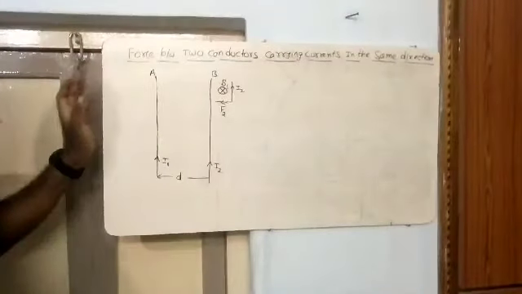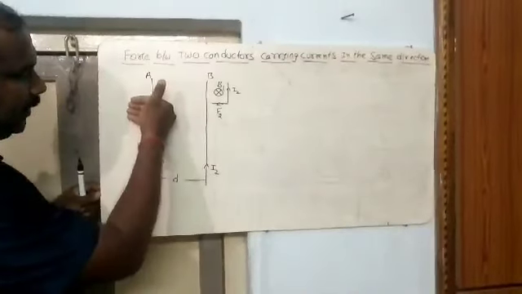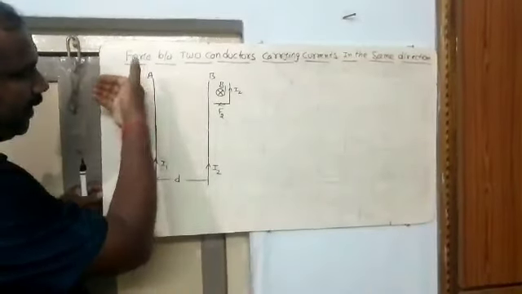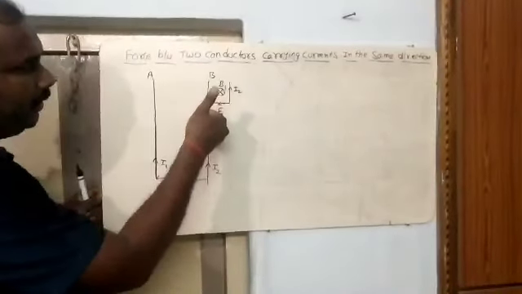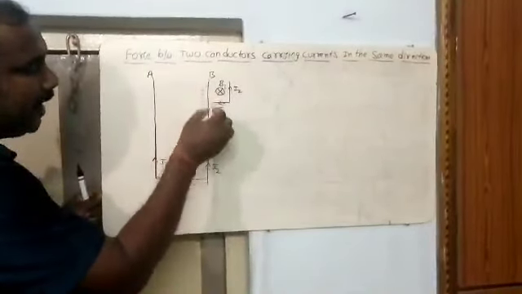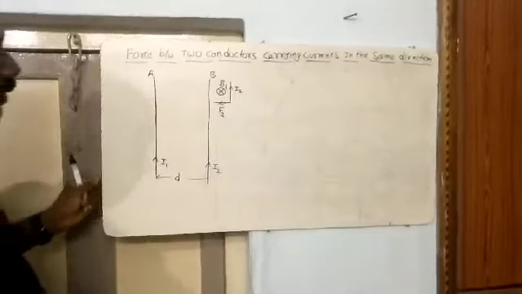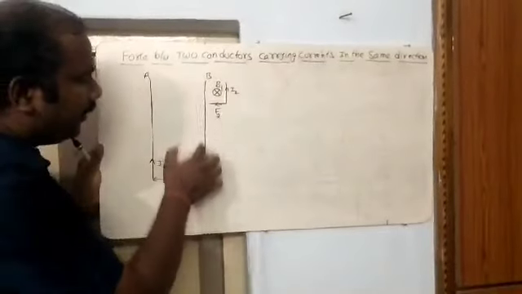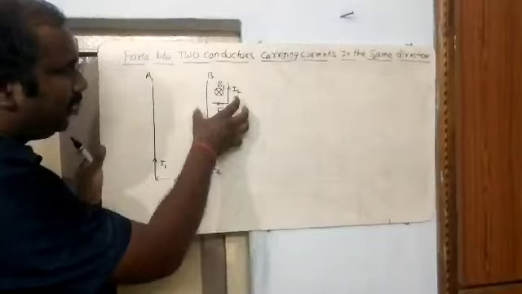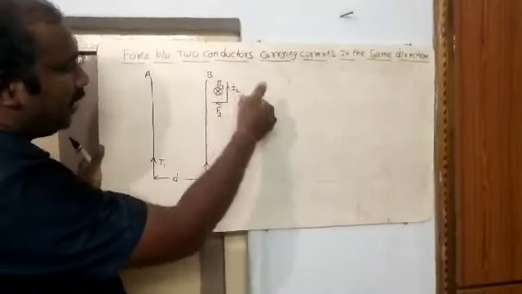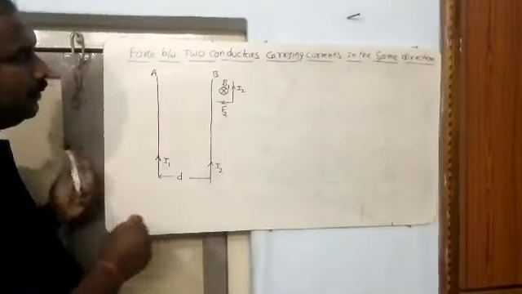Now see here, when the current I1 is passing through the first conductor, it creates the magnetic field. That magnetic field direction is perpendicular to the plane of the board, that is into the board. That magnetic field is acting on the conductor carrying I2. Now, on this conductor, B1 is acting and current I2 is passing, and force is acting towards its center.